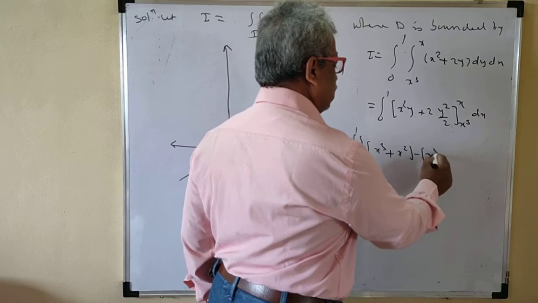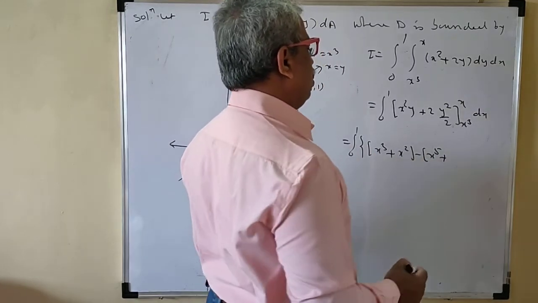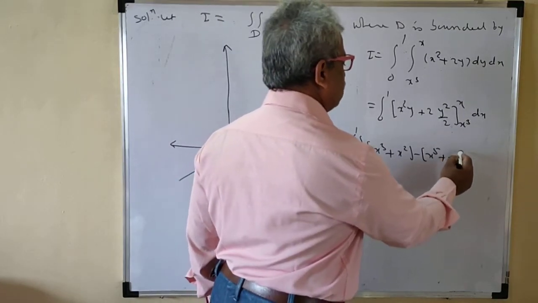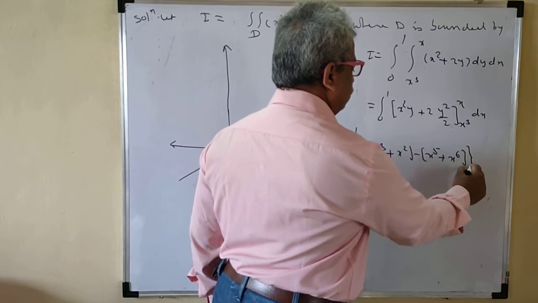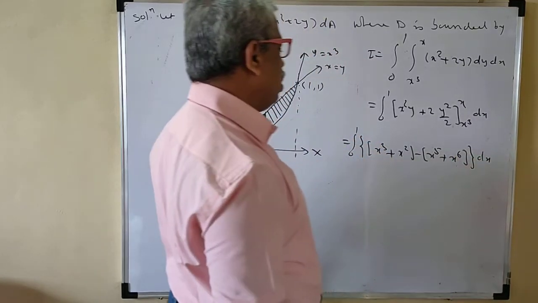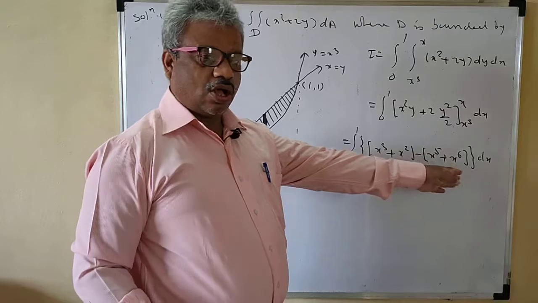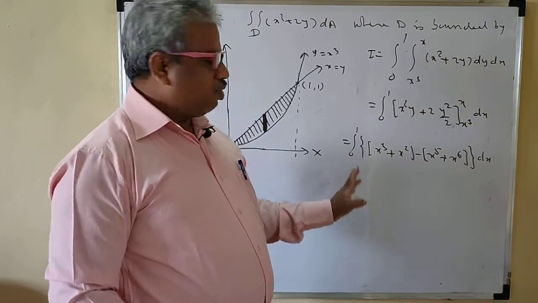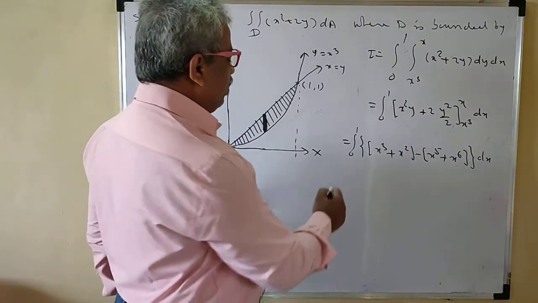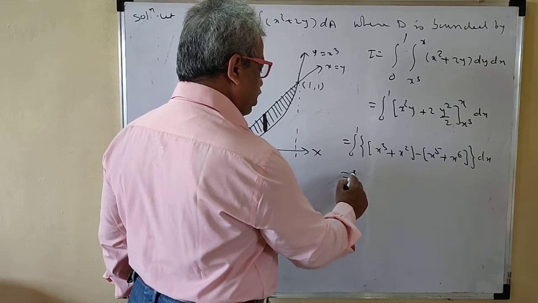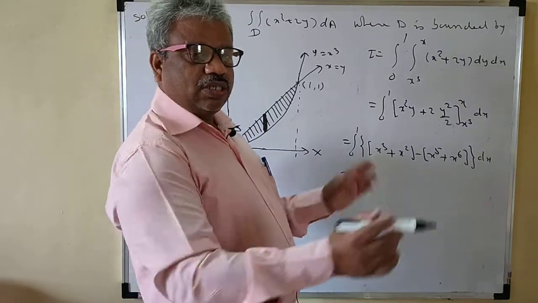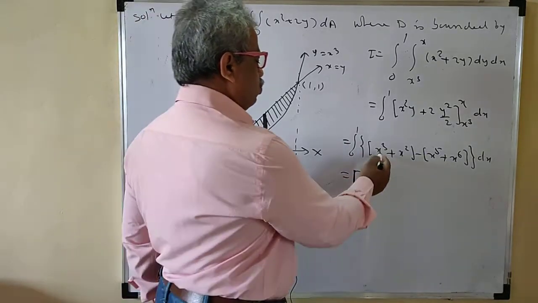X cube means this is x to the power 5 plus x to the power 6 now, because it is square dx. So now all are distinct. Here we cannot simplify this one. Directly we will integrate. We will simplify means just remove the bracket and integrate this one.